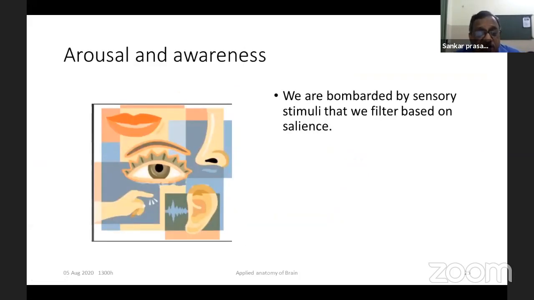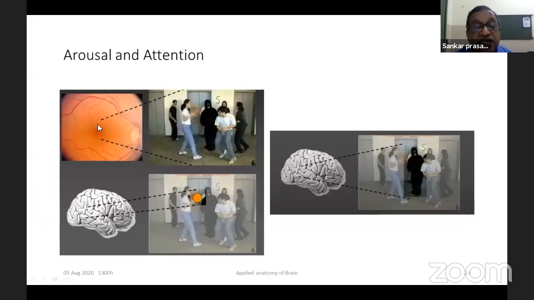We are normally bombarded by sensory stimuli that we filter based on salience, what is important for us. We get sensory stimuli from auditory, visual, and somatosensory sources, and from internal organs also. But we are not paying attention to all of them, only to the things we want to pay attention to. That is awareness.